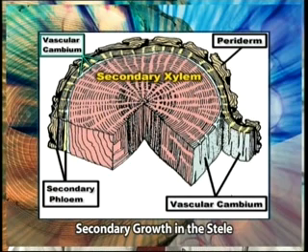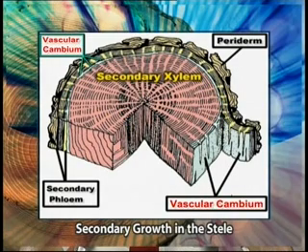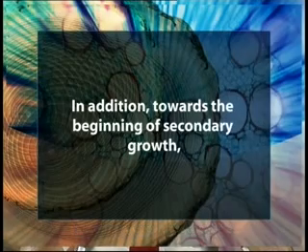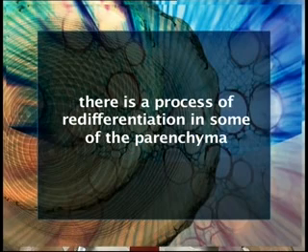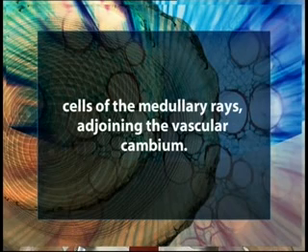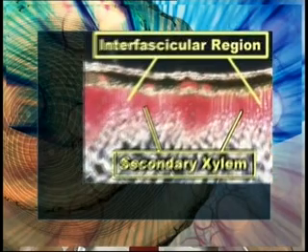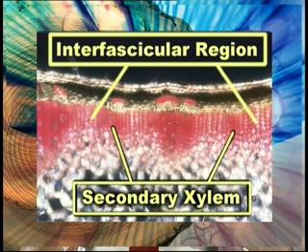It is the result of activity of the vascular cambium which occurs in between xylem and phloem of each vascular bundle. Hence, it is also known as intrafascicular cambium. In addition, towards the beginning of secondary growth, there is a process of redifferentiation in some of the parenchyma cells of the medullary rays adjoining the vascular cambium. As a result, these cells now become meristematic and represent the interfascicular cambium.